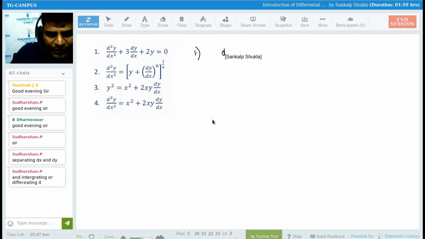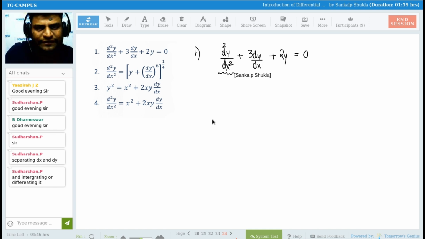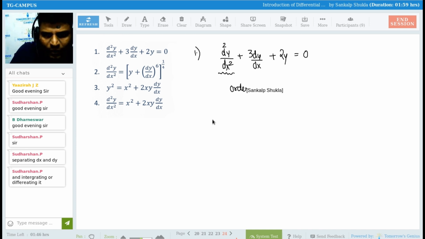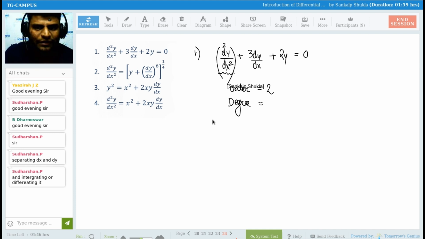So the first question is d2y by dx2 plus 3 dy by dx plus 2y is equal to 0. So what is the highest differential used? This is the highest differential, right? So order will be 2. And degree? So what is the power of that? See, you cannot find degree before finding the order. So first you have to find the order.